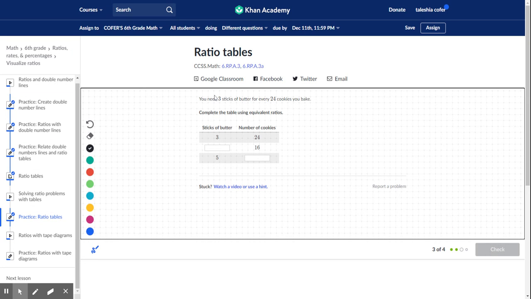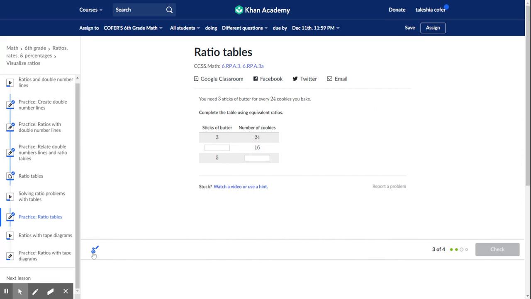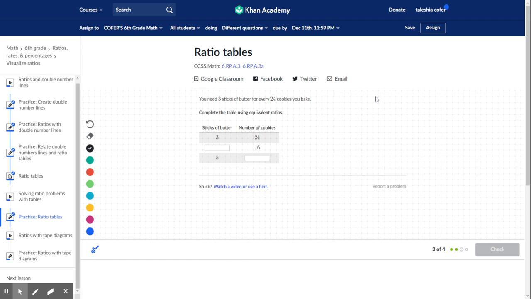Okay, you need 3 sticks of butter for every 24 cookies that you bake. I want to figure out how many cookies per stick. So 24 cookies divided by 3 sticks of butter gets me 8 cookies per stick of butter. So in order to get from my cookies to my butter, I'm going to divide by 8. But if I'm working backwards, then I'm going to multiply by 8.